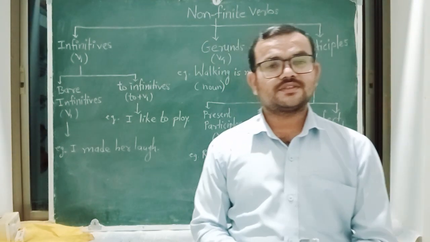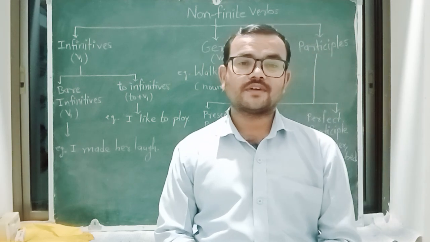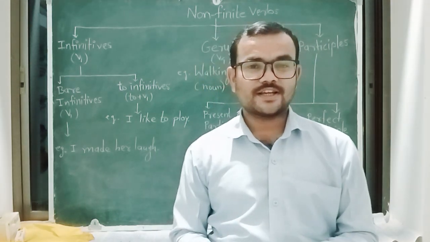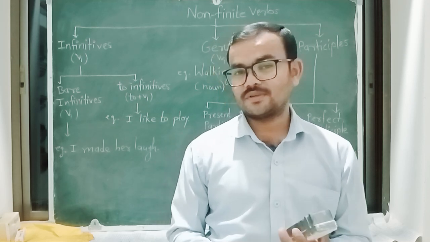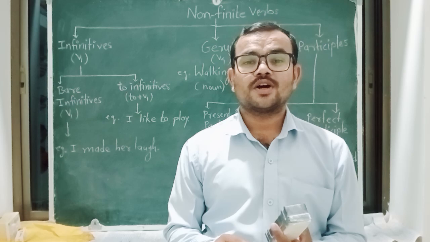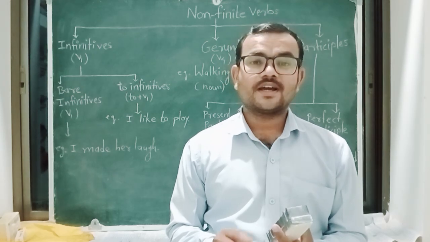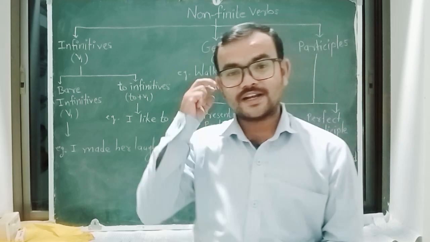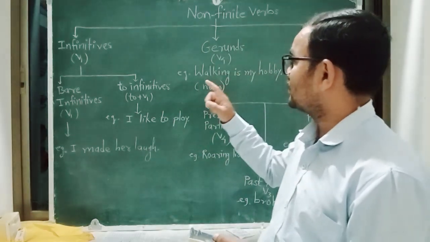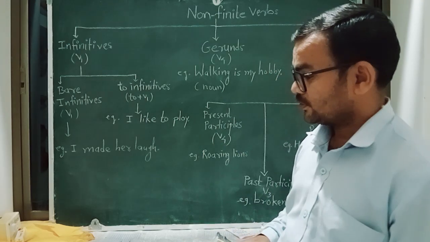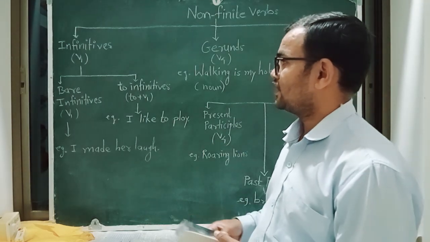As we have discussed in an earlier video, non-finite verbs are those verbs which do not change their forms according to number, according to gender, according to person of the subject, and according to tense, right? So non-finite verbs are of three types: infinitives, gerunds, and participles. Right. So let's talk about infinitives.